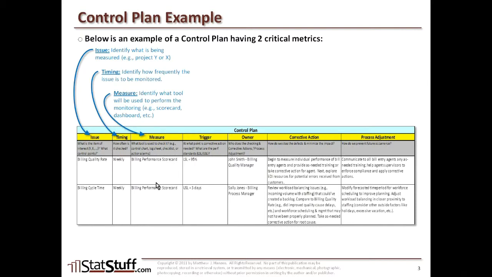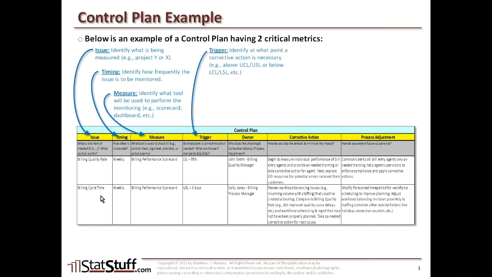Next, in the measure, this is referring to what tool or resource we're going to be using as a reference point for where we're going to be monitoring these particular metrics. So it could be a scorecard, or a dashboard, or some other reporting from a system, or some other manual collection or sampling that's done. Either way, we need to identify what that source is that we're going to be using for tracking these issues or metrics.